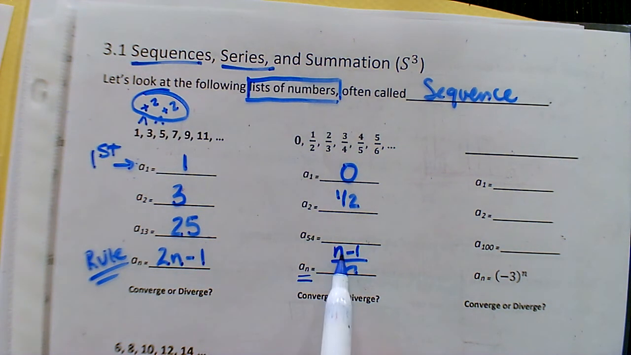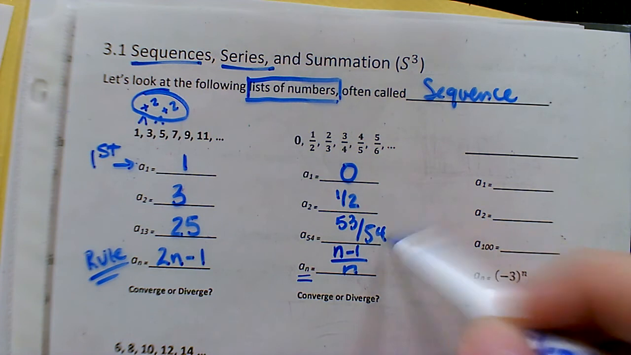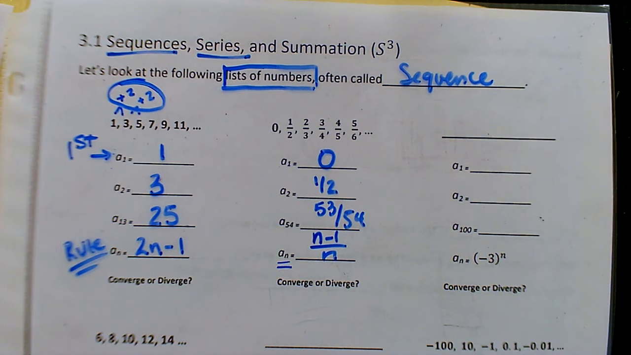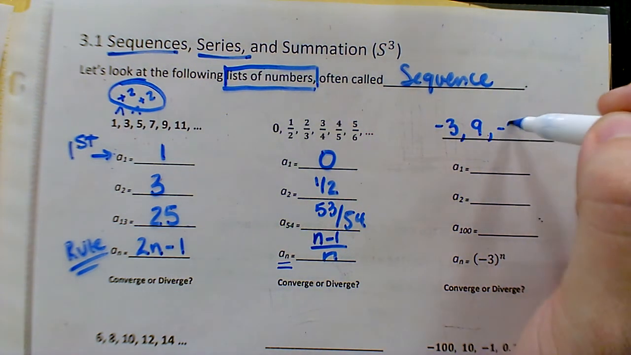If we plug in 1, we'll have 0 over 1, which is 0. If we plug in 2, we'll have 1 over 2. Checks out. So if we were to plug in 54, we'd have 53 over 54. Looks good. All right, let's try this one.